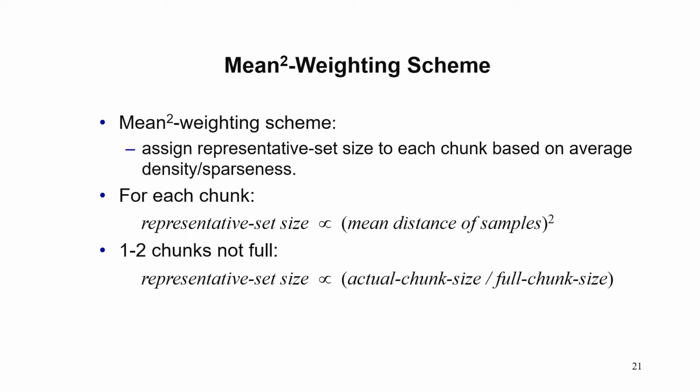Thus, we designed a mean squared weighting scheme to assign the representative set size to each chunk based on their average density or sparseness. In the mean squared weighting scheme, the representative set size for each chunk is proportional to the square of the mean distance between the samples in the chunk. When the full set size divided by the chunk size is not an integer, one or two chunks are not full. Thus, the representative set size for each chunk is also proportional to the ratio of its actual chunk size over the full chunk size.